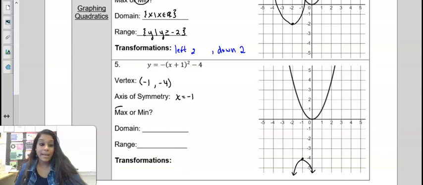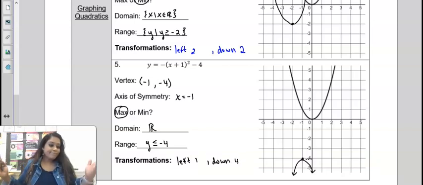So this one does have a maximum because it has a high point. Domain, all real numbers. I'll just put an R for now. But for the range, it's not all real numbers. It's going to be y less than or equal to whatever the y coordinate of your vertex is, which is negative 4. And then this is going to the left 1 unit, and then it is going down 4 units. Okay, that's it, guys.